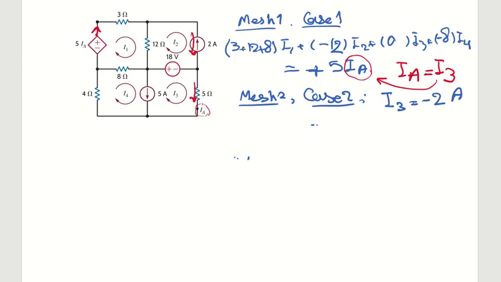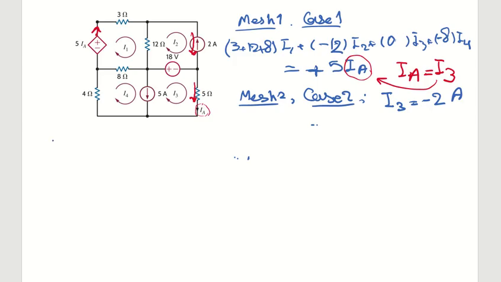And you don't need to write any other equation for that mesh because you already got I2, so no need to write KVL for that mesh. And it's not easy to write KVL because you don't know the voltage of the current source, and that's going to add another unknown to the equation. So don't write any KVL for that mesh because it's not useful.